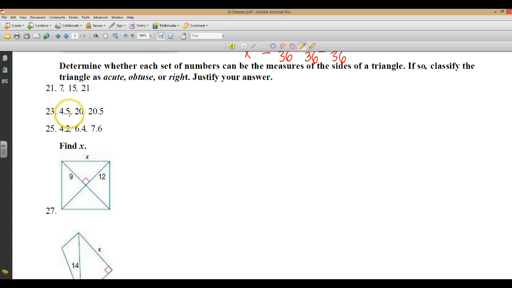So on 23, let's check to see if it's a triangle. The sum of the shorter two lengths, 4.5 plus 20, is 24.5, which is greater than the longest side, 20.5. So it is a triangle. And now we'll determine what type. So take your longest side and square that, and take the sum of the shorter two sides squared.